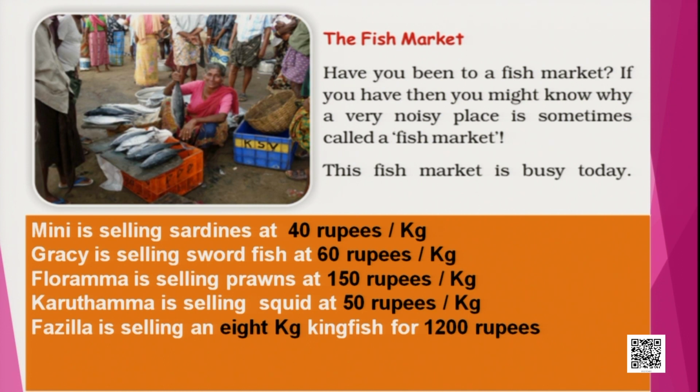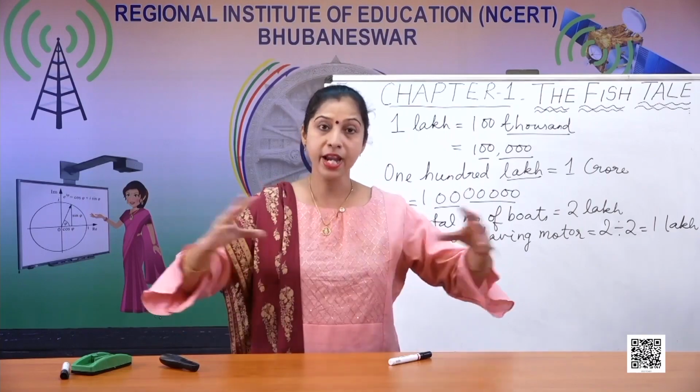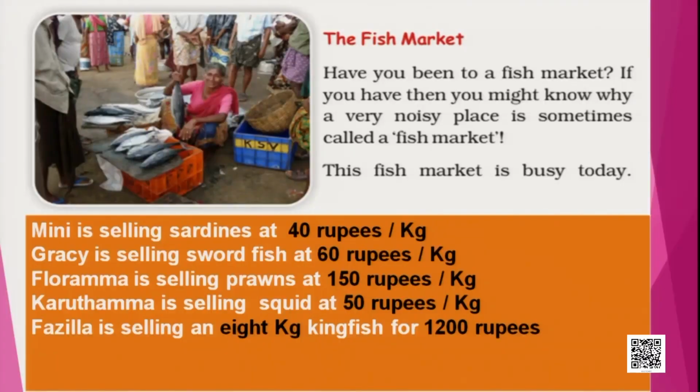Now Minnie is selling sardines at 40 rupees per kilo. These are some of the different types of fish they have caught from the sea. Gracie is selling swordfish at 60 rupees per kilo. Floramma is selling prawns at 150 rupees per kilo. Karuthamma is selling squid at 50 rupees per kilo. And Fazila has got a very big kingfish. She is selling that 8 kg fish at 1200 rupees.